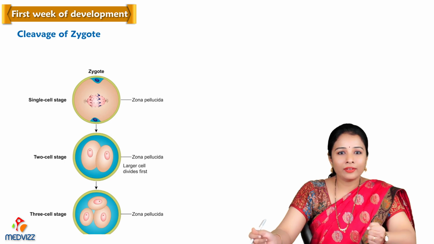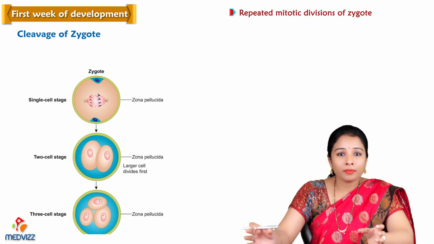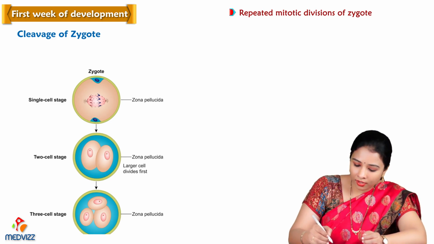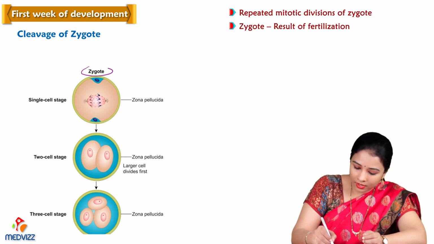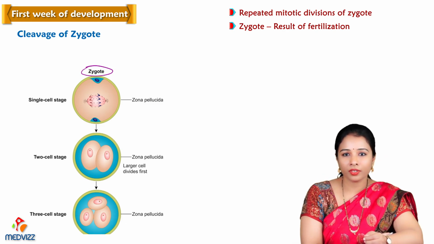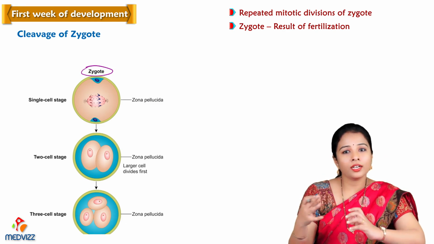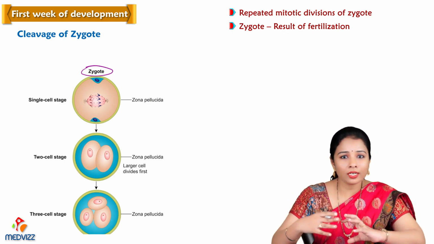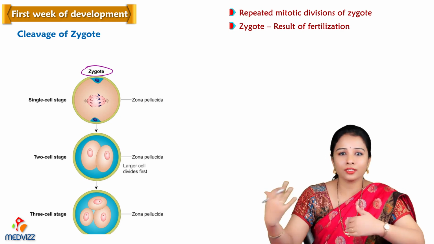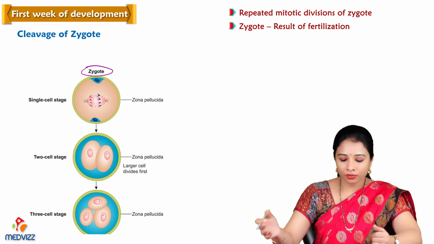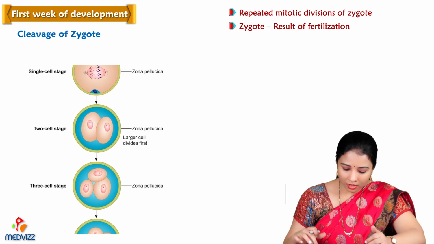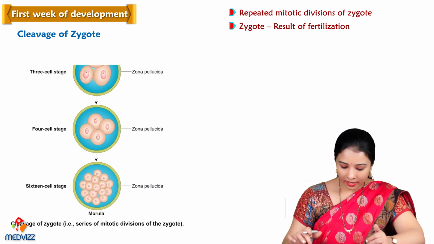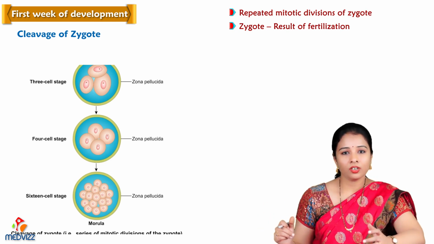So what is cleavage? Cleavage is a repeated mitotic division of the zygote. At the end of fertilization we got the zygote, and it will start dividing immediately. Before it completely forms as a zygote itself, it enters into cell division. So it divides to form a 2-cell stage, 3-cell stage, 4-cell stage and 16-cell stage.